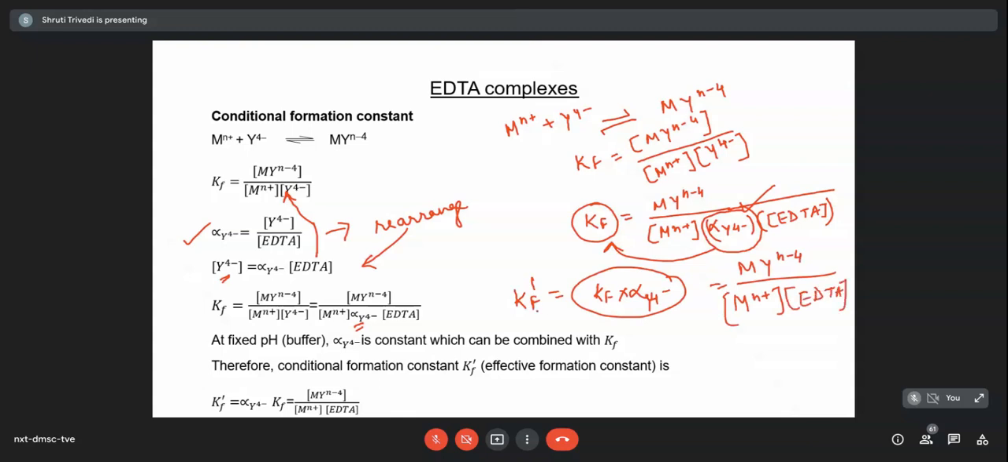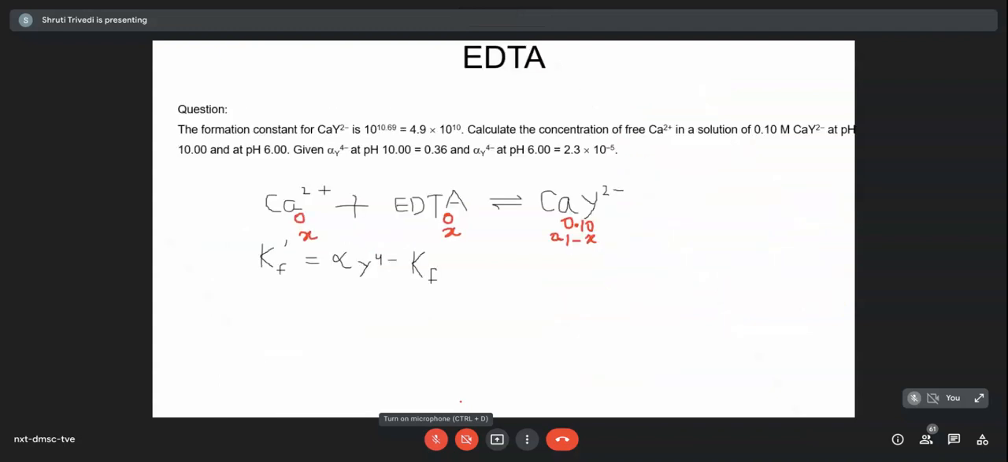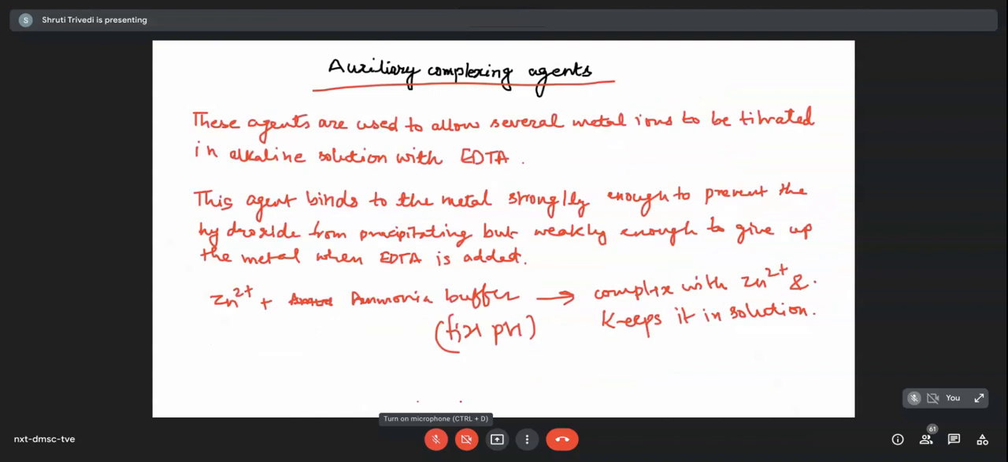So this term KF dash, which is a product of simple formation constant multiplied by the fraction of Y4- species, is known as conditional formation constant. This is also known as effective formation constant. Do you understand now? All of you are clear? Yes, ma'am. Okay, that's great. So I'm not going to give you this numerical, it is not at all needed.